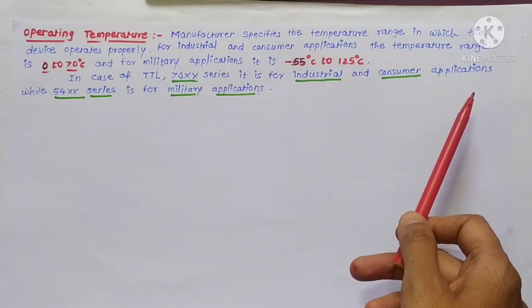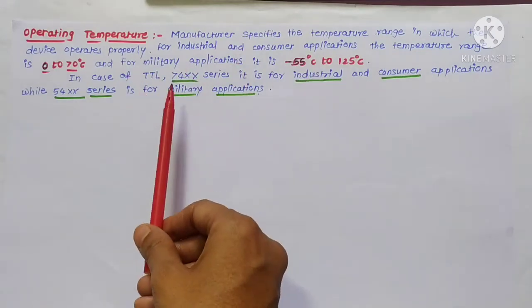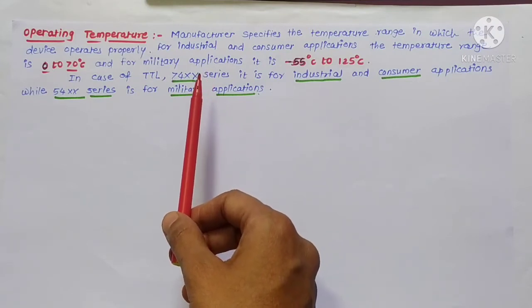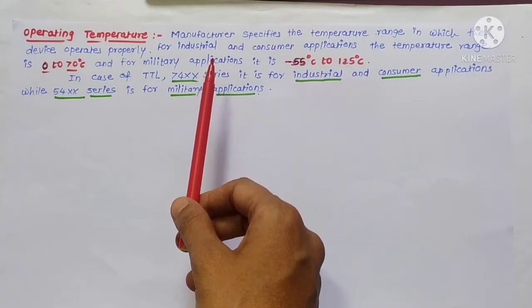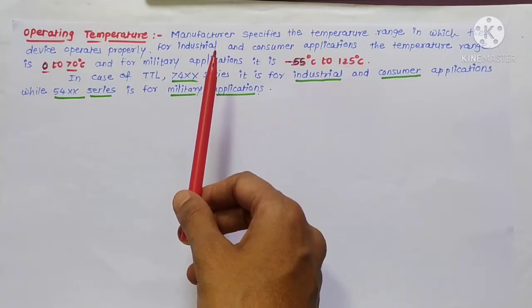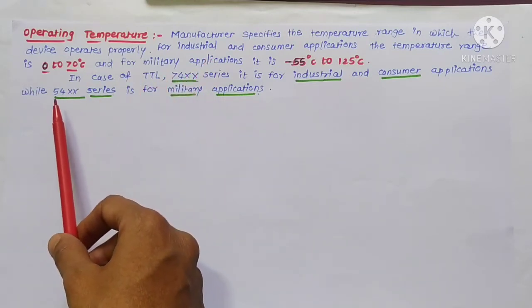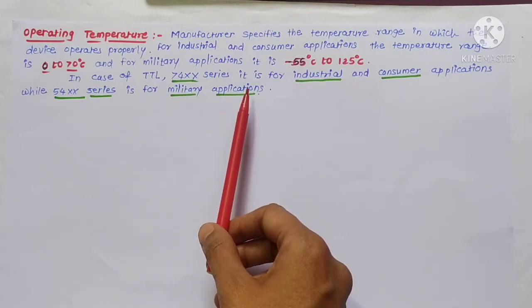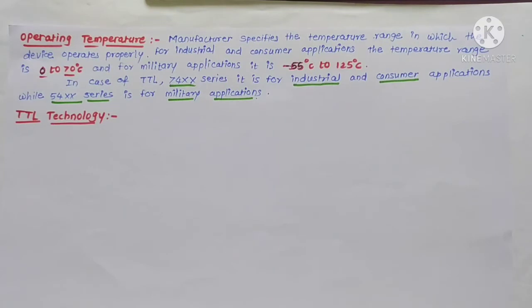In the practical of paper to digital electronics, we have used these 74XX series ICs like 7400 for NAND gate, 7402 for NOR gate, 7404 for NOT gate, 7408 for AND gate, in this way. While 54XX series is for military applications. Is that clear, students? Now let us see the concept of TTL technology.